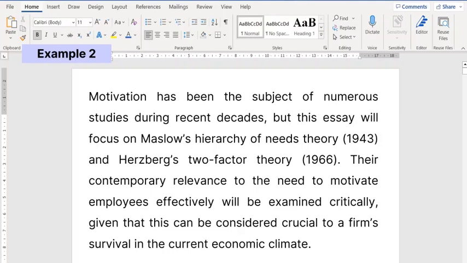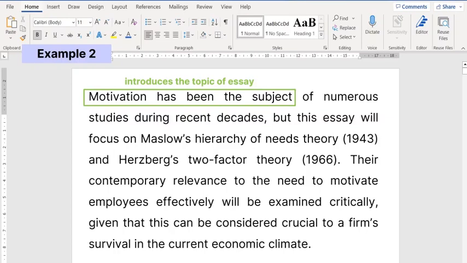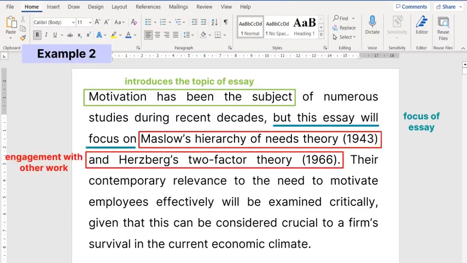Firstly, it introduces the topic of the essay and places it in a broader context by acknowledging the previous research on the subject. It clearly states the focus of the essay by bringing in different scholars' theories. It provides a rationale for why these theories are relevant to the need to motivate employees effectively, which helps to make the essay's purpose clear.